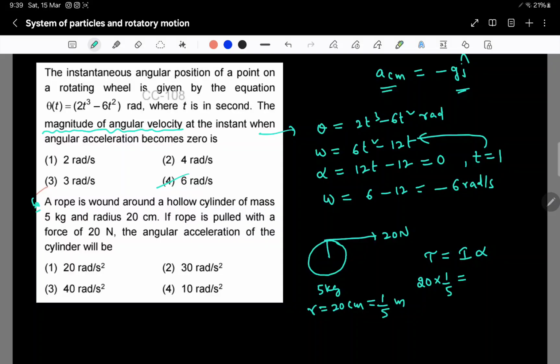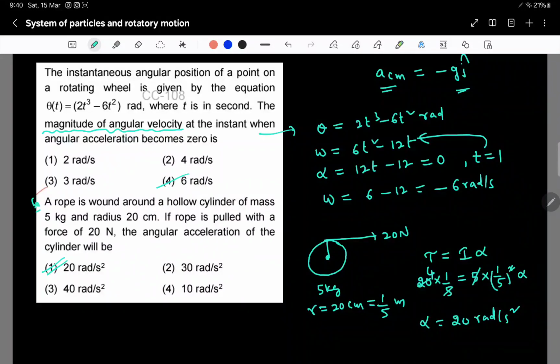Moment of inertia of a ring, students, is mr square. M is 5 kg, R square, where R is 1 by 5, whole square, into alpha. Angular acceleration is asked. Here 1 by 5 is cancelled. So 5 here, 4. Now alpha equal to 4 into 5, students, 20 radians per second square, option 1. I think it's clear, students.